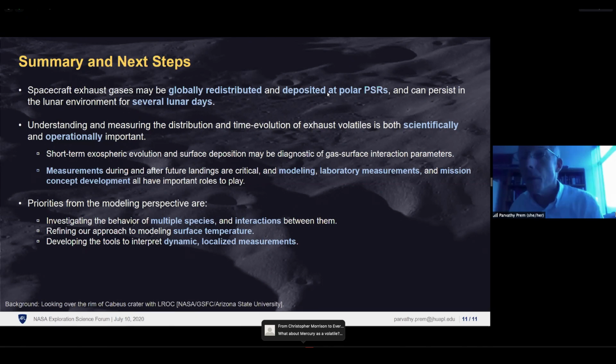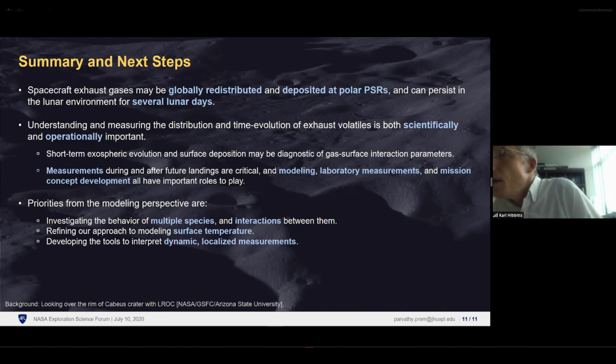All right, thank you, Parvathy. Excellent talk. There are a couple questions online. And first one from Phil Metzger is, what type of model determined the original distribution of volatiles from the descent thrusters?